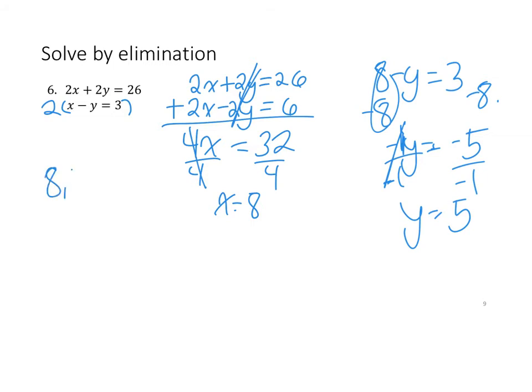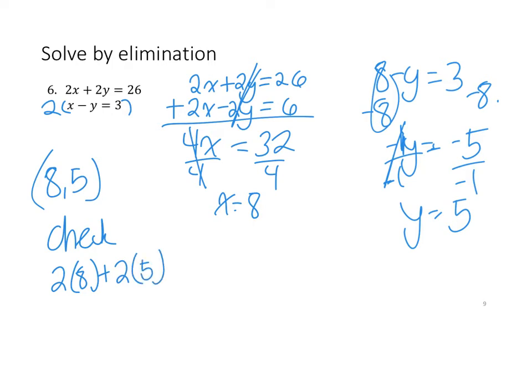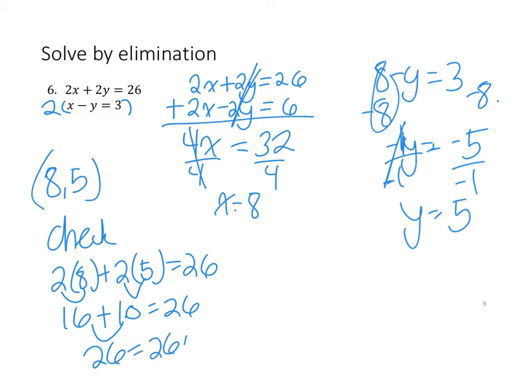So I think (8, 5) is my solution. I'm going to use my first equation to check it. 2 times 8 plus 2 times 5 equals 26. 2 times 8 is 16. 2 times 5 is 10. 16 plus 10 gives me 26, equals 26. My answer checks out, so (8, 5) is my solution. Once you get the hang of it, it's fairly easy.